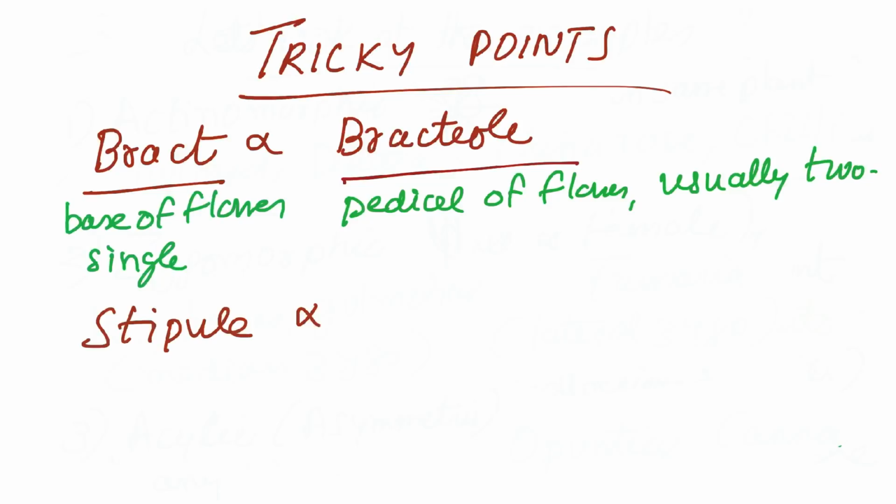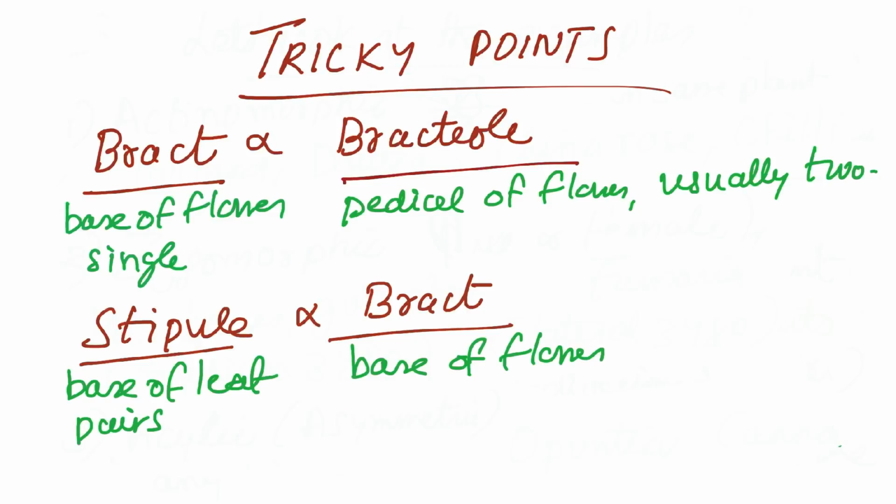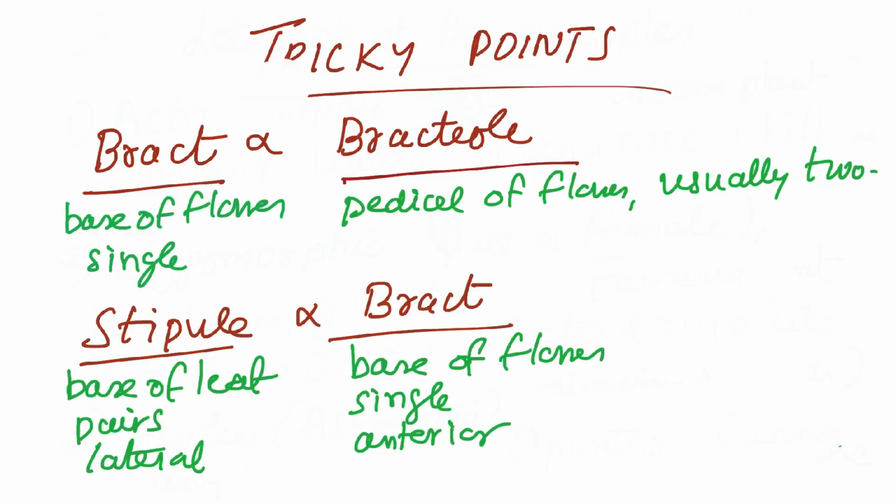Another such case which can make one go wrong is the difference between stipule and a bract. Now, stipules are seen at the base of the leaf, whereas bracts are seen at the base of the flower. So note that point. Another important point is that stipules are usually seen in pairs. Bracts are usually seen as a single development, and stipules are usually lateral, whereas bracts are anterior.